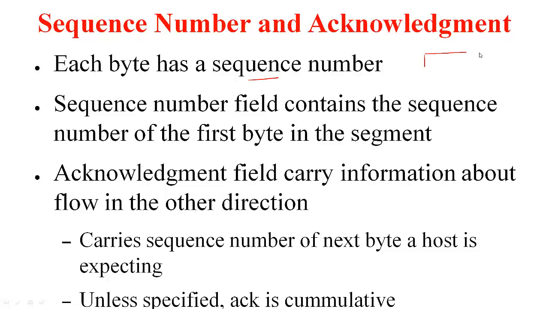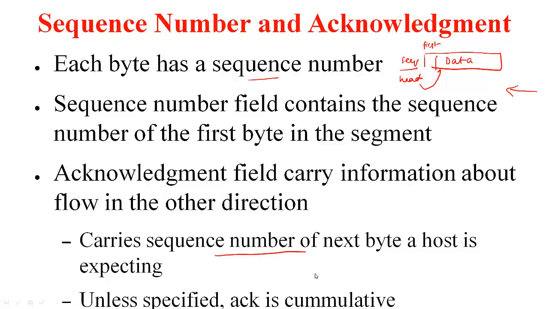And if you have a segment that is carrying some data, the sequence number field that is part of the header is going to contain the sequence number of the first byte of the data. And similarly, the acknowledgement field that you are going to carry as part of the segment is going to acknowledge data of the flow from the other direction. And another twist with respect to TCP is that this acknowledgement field is going to carry the sequence number of the next byte this particular host is expecting.